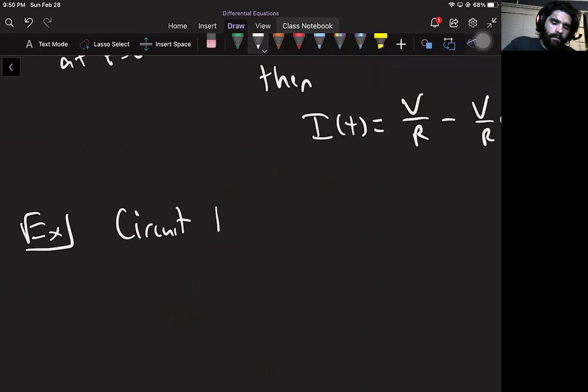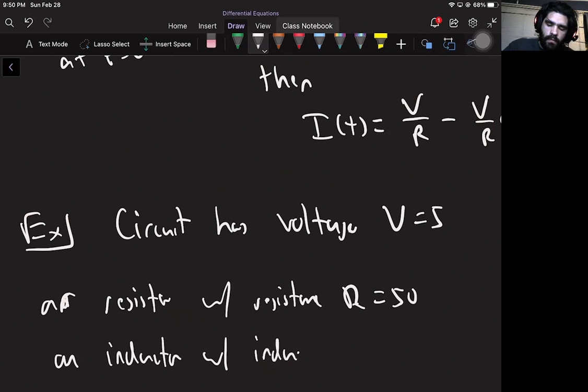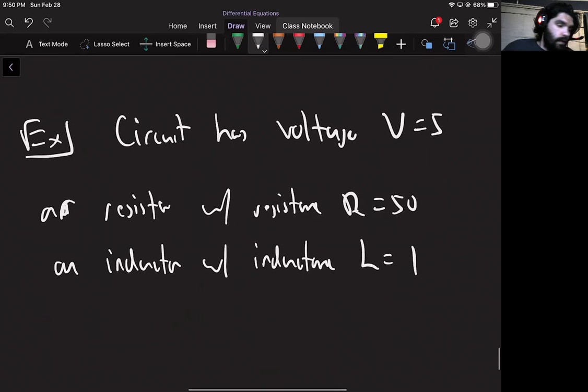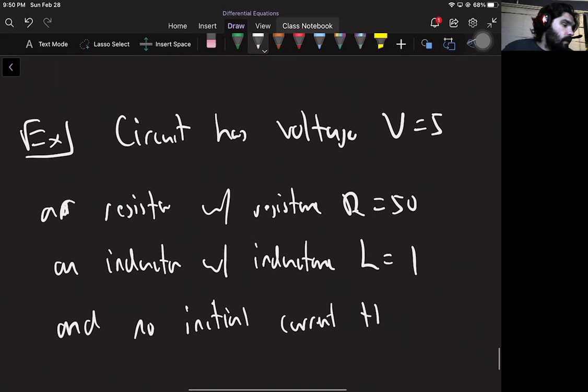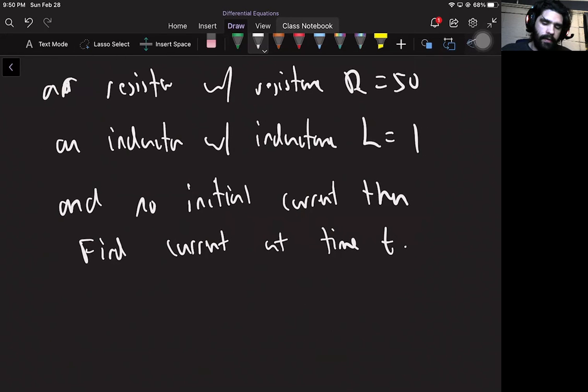So if a circuit has voltage 5, again, I'm not worried about units too much, a resistor with resistance R equals 50, an inductor with inductance L equals 1, and no initial current, then find the current at time t. And we already did all the hard work. So V is 5, R is 50, L is 1.